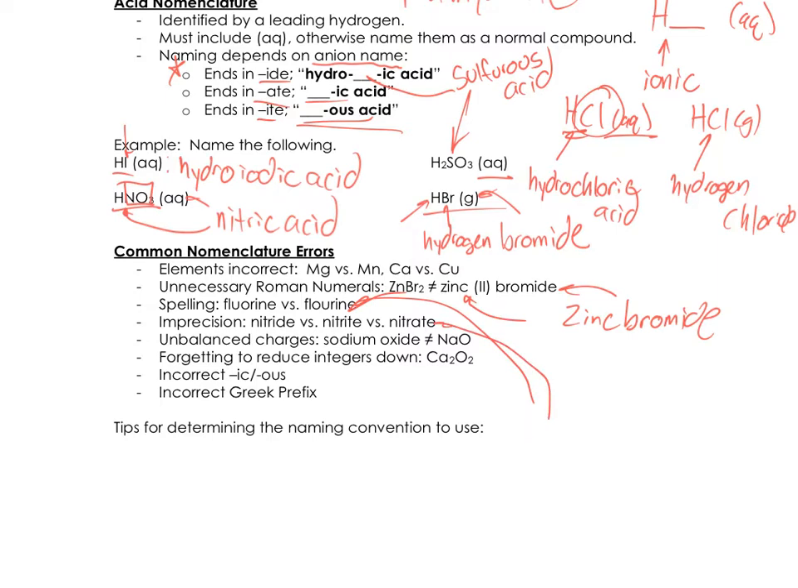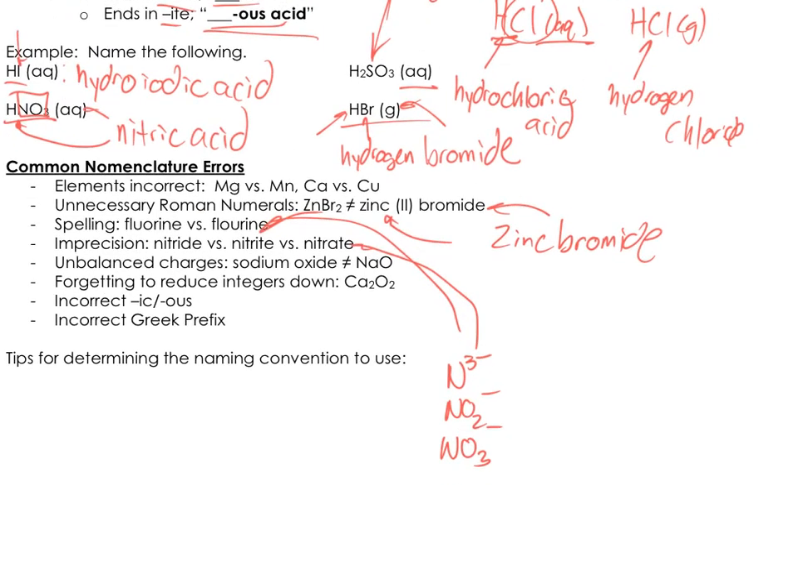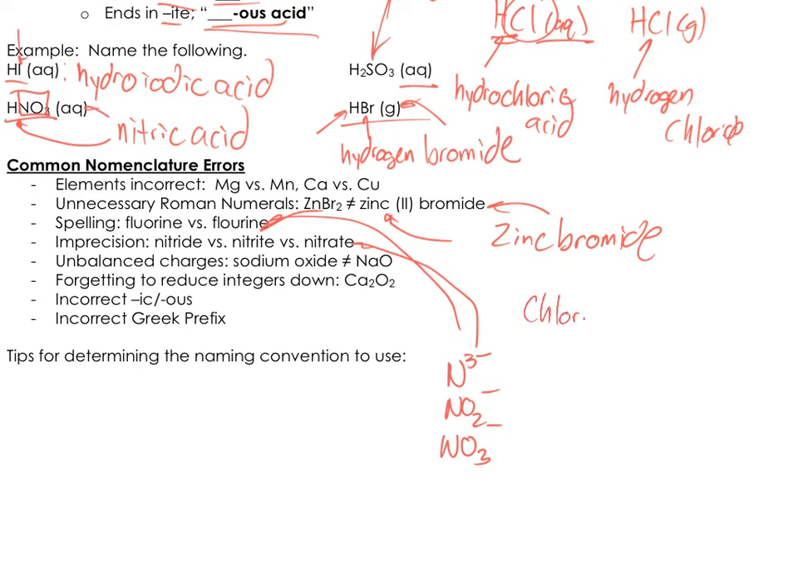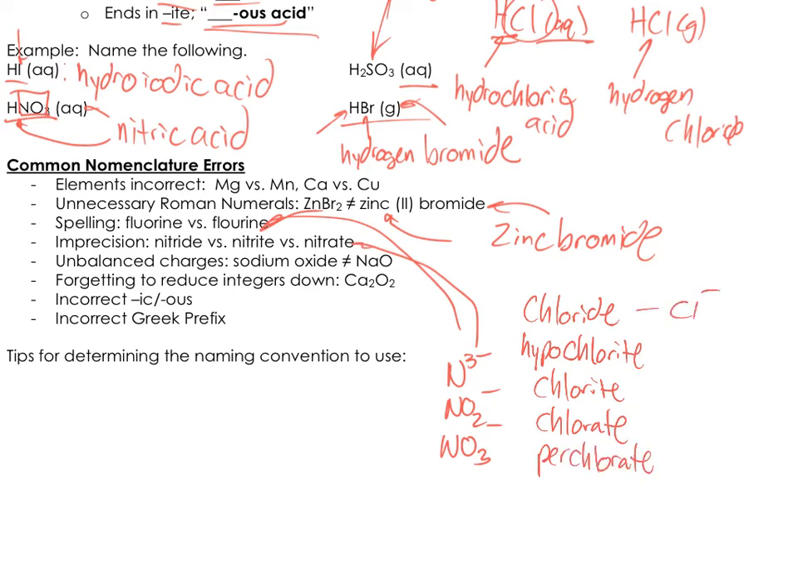Watch for imprecision with the ions that have very closely named forms. Nitride, nitrite, nitrate, right? This is N3 minus, NO2 minus, and NO3 minus. It really gets hairy when you get to something like chloride, hypochlorite, chlorite, chlorate, perchlorate. So this is Cl minus, this is ClO minus, this is ClO2 minus, ClO3 minus, ClO4 minus.